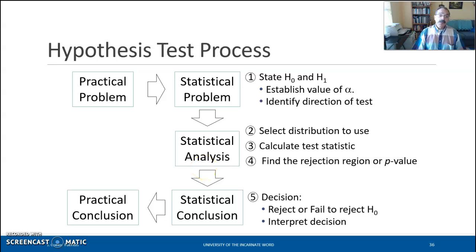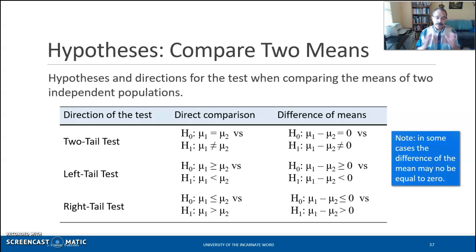All right, the test procedure is going to be the same that we have been using. The difference is going to be in how we state the null hypothesis, how we select the distribution to use, and how we calculate the test statistic. From there on, the procedure is practically the same. All right, so the first problem we encounter is how do we state the hypothesis when we're comparing the means of two independent populations.